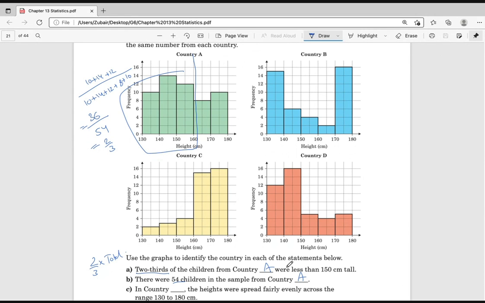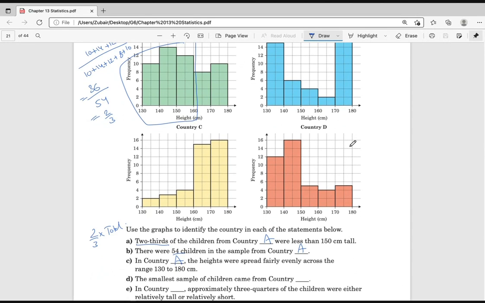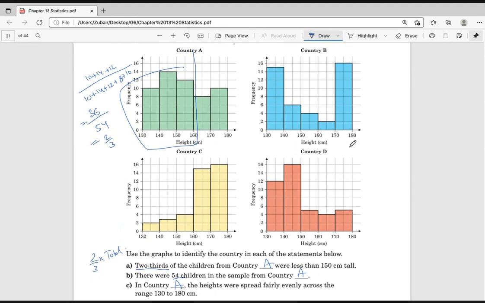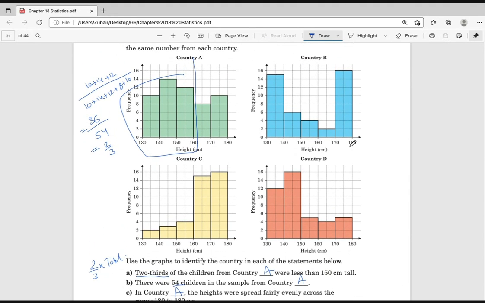Sir, in group A? Because the bars have heights almost equal to each other. Almost. The smallest sample of children came from which country? Smallest sample. C. Yeah.